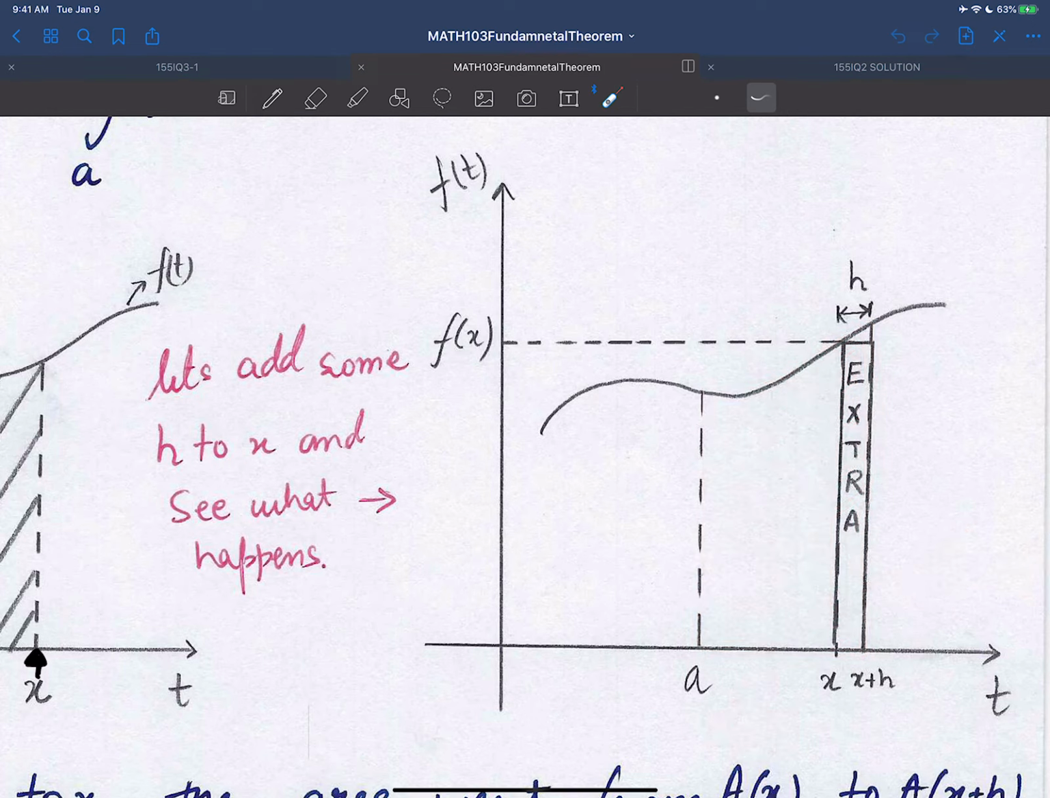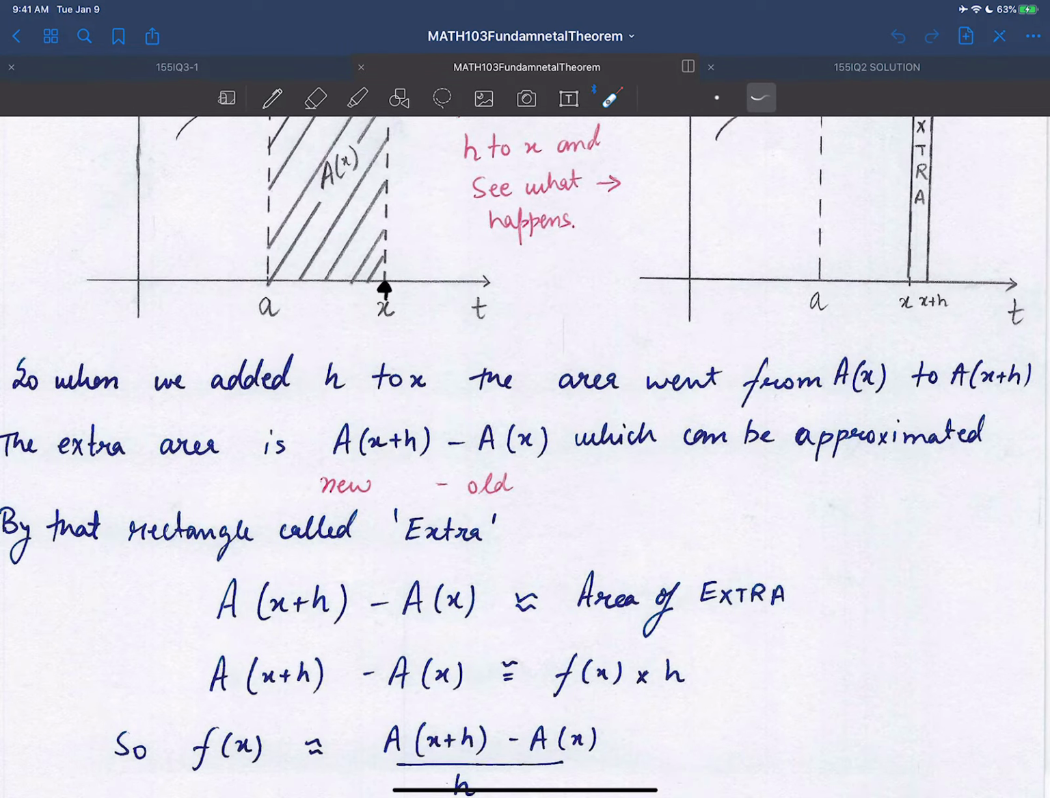Now, the thing that I want you guys to see, very importantly, is that when you bump it up by a little amount of h here, you're going to have this extra area here, which I have approximated using this rectangular portion, which we call extra. Okay, so basically the difference between the area up to x plus h and the area up to x should be equal to the area of this little rectangle that you have called extra. Okay, so we're going to see that here.